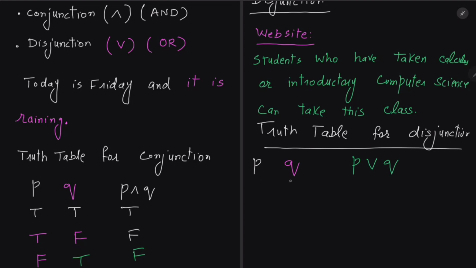From these two statements, we can judge the final result, which is the disjunction. If, for example, one statement is true, it means that the student has taken calculus, and another statement is also true, suppose that the student who wants to take the course has also studied computer science, then P or Q will also be true. So this whole combination of two statements will also be true.